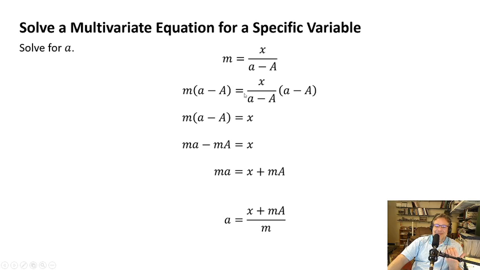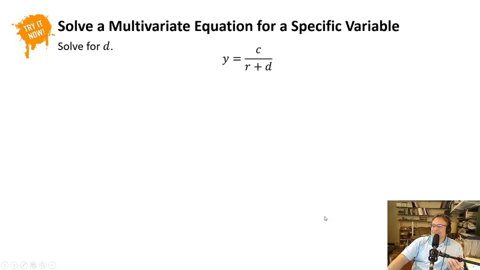So it's the same set of procedures, the same set of relationships, the same patterns as before. We're just dealing completely with unknowns here. This is what makes it kind of cool and fun. So try this one here. In this instance, you're given a multivariate rational equation, and you're going to solve specifically for D. Take some time for that.